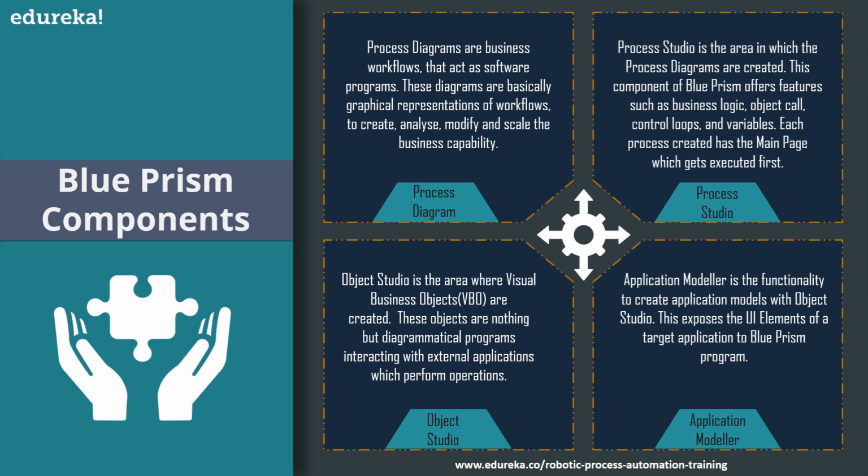So I hope that the four components are clear to you. That is basically the process diagram, the process studio, the object studio, and the application modeler. So process diagram is basically business workflows that are created, and process studio is the place where the process diagrams are created. The object studio is the area where the visual business objects are created, and the application modeler is the functionality to create application models.